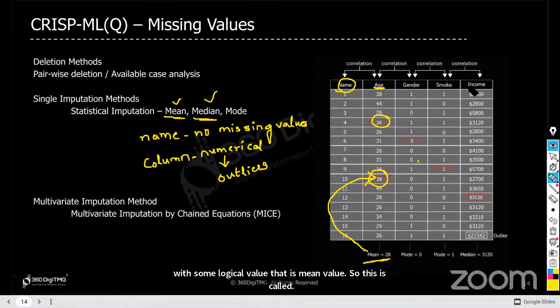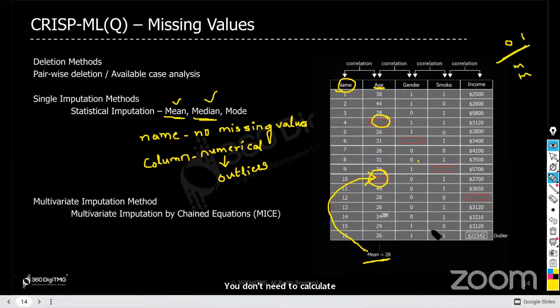Coming to gender and smoke, there are only two values present, zeros and ones. You don't need to calculate the mode by hand. The mostly occurred value is 0, so I will replace it with 0. Here it is 1, so I will replace it with 1. So wherever the categorical values are there, you can simply go for mode. Or wherever the numbers are only zeros and ones, you can go for mode.